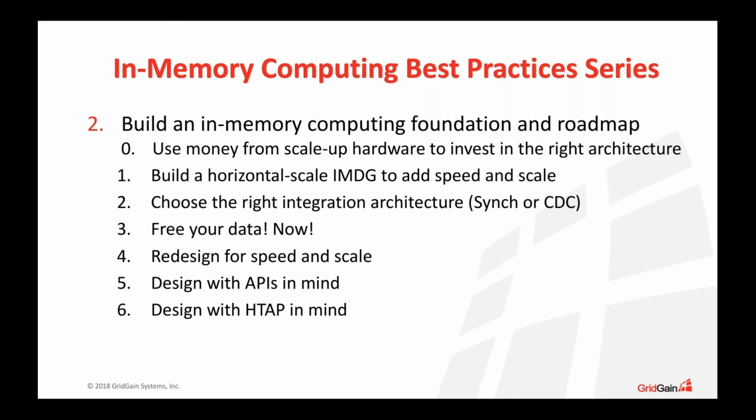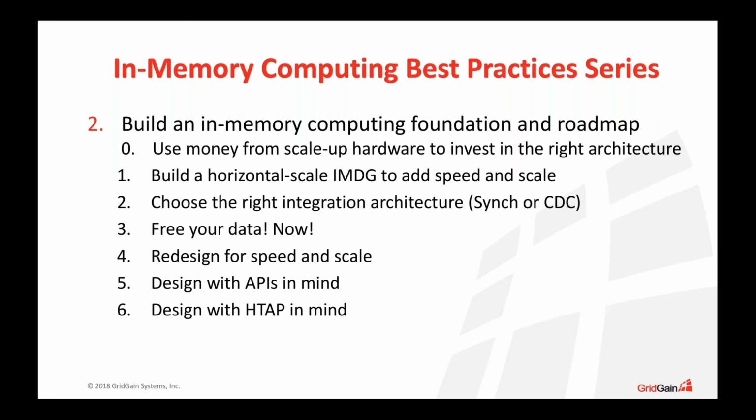So hopefully you have a sense now about some of the more common best practices for adding speed and scale into your infrastructure to add it to existing applications. Use the money from the scale-up hardware that you're going to spend to invest in the right architecture. Build out that horizontally scalable in-memory data grid to add speed and scale.